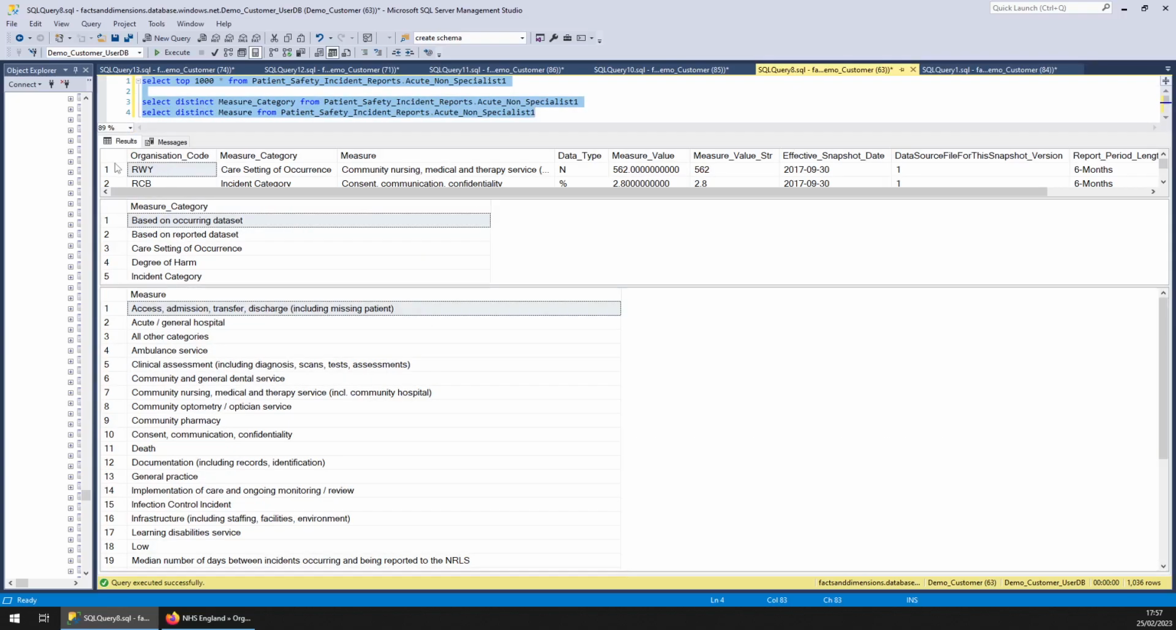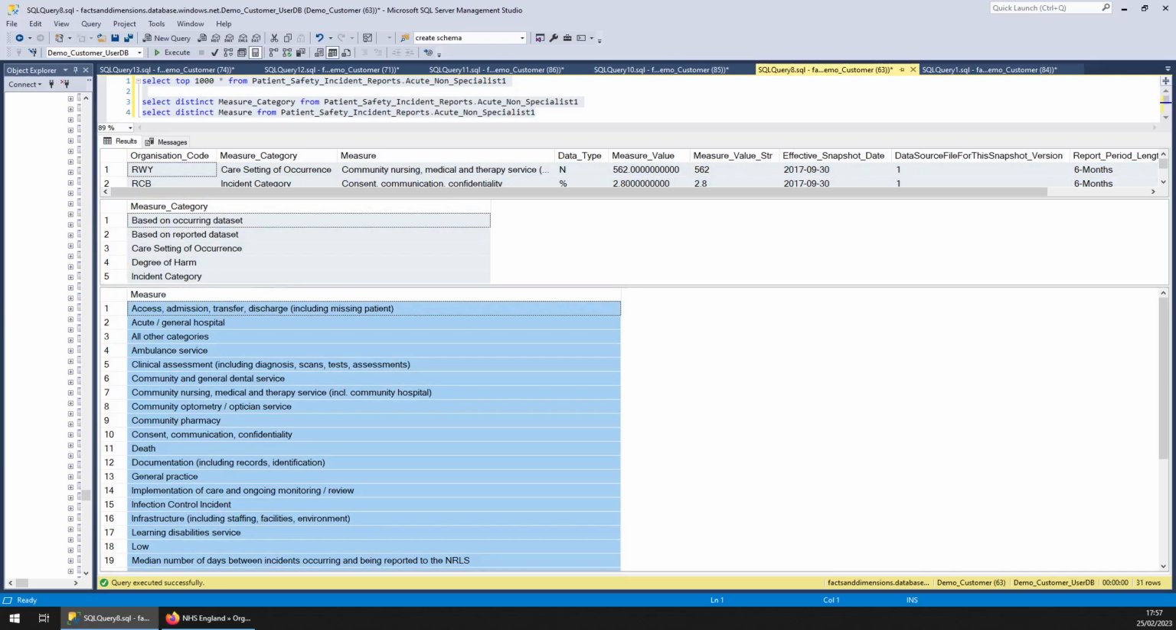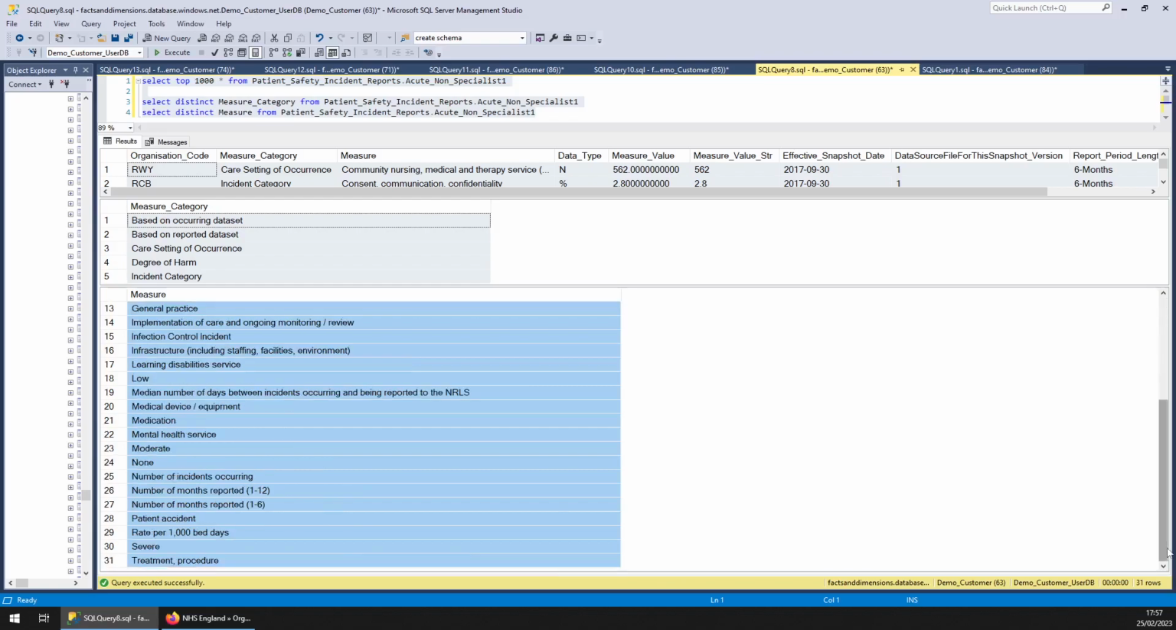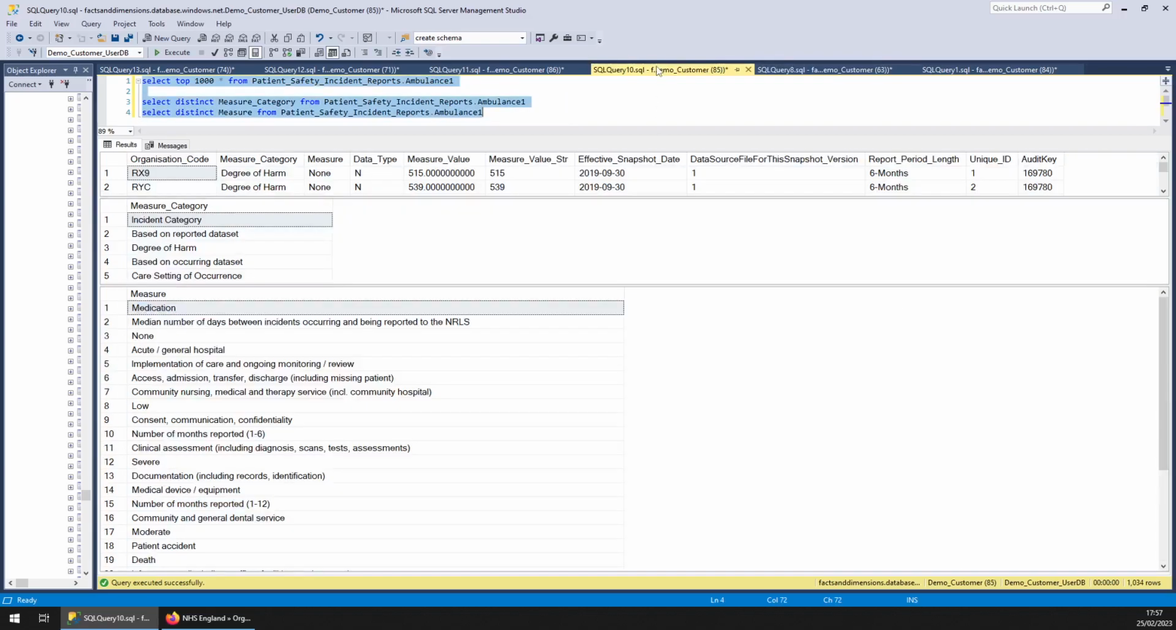Acute non-specialist, so you can see the data by organisation. Those are the measure categories, and these are the measures. If I just page down and pause the video if you want to read it all. Then we've got ambulance, similar sort of data. There's the categories, and there's the measures.